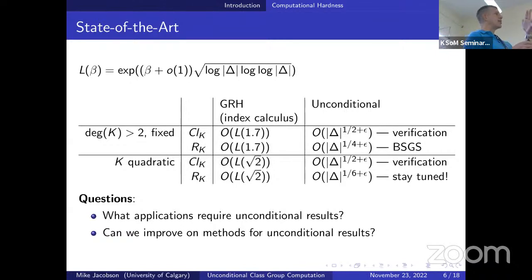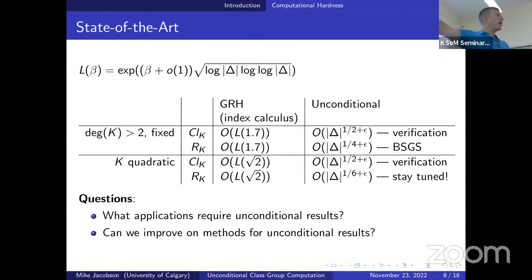Like e to the delta would be an exponential function of log delta. This is kind of less than that. And these sub-exponential things lie between polynomial functions and exponential functions. And that's what index calculus gives us. So again, that's the state of the art.